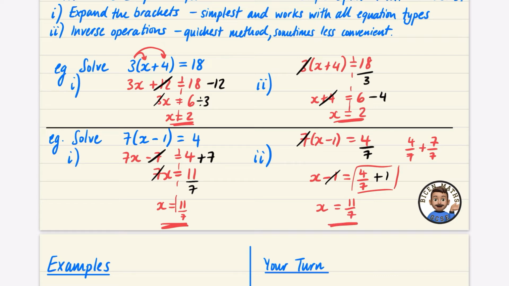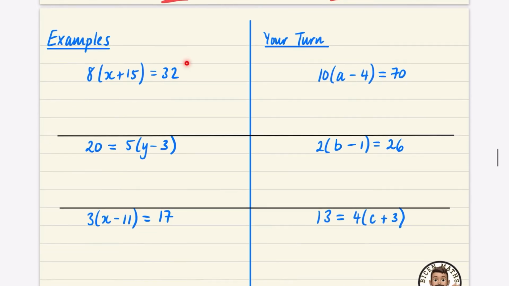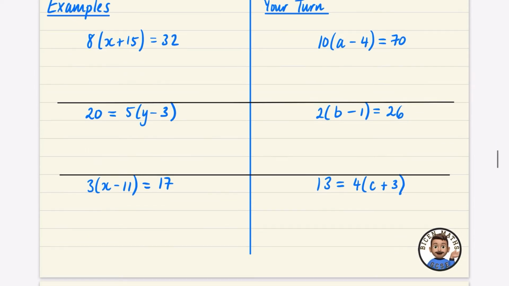So if the number's divisible, this can be a shortcut, but if I were you, I would just always expand the brackets. Okay, so I'm going to do these 3 with expanding the brackets, and then you can try these 3 here as well.